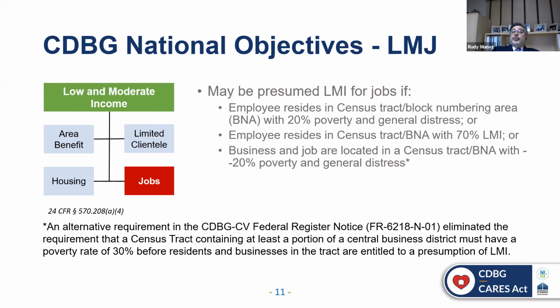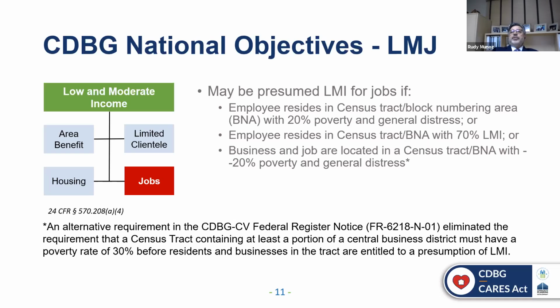A job may be presumed to be low and moderate income if one of 3 conditions, as noted on the slide, are met. And to facilitate the use of funds for economic development that prevents, prepares for, or responds to the COVID-19 pandemic, the Federal Register notice removed the higher poverty rate that is required in some cases for central business districts, or CBDs, which is not required by statute.